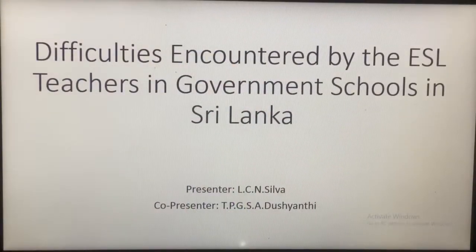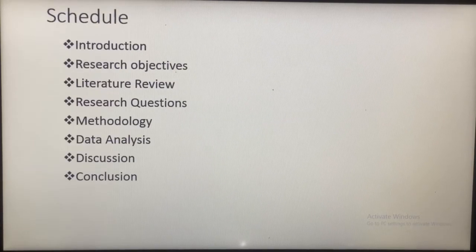My research topic is difficulties encountered by the ESL teachers in government schools in Sri Lanka. Let's go to the outline: introduction, research objectives, literature review, research questions, methodology, data analysis, discussion, conclusion.